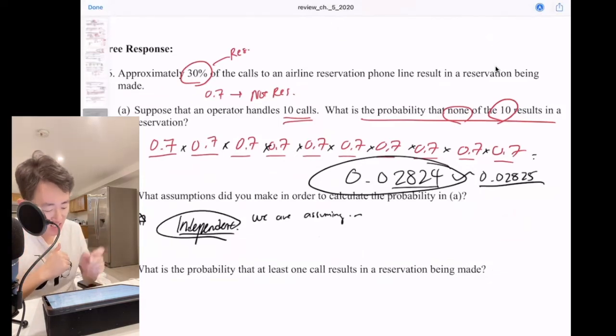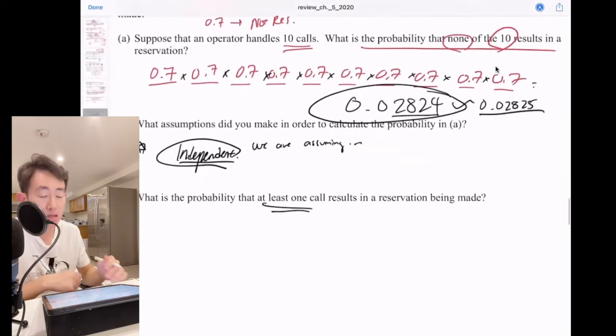What is the probability that at least one call results in a reservation being made? At least one call means out of the 10 calls, 1 call was made, 2 calls were made, 3 calls were made, and so on.